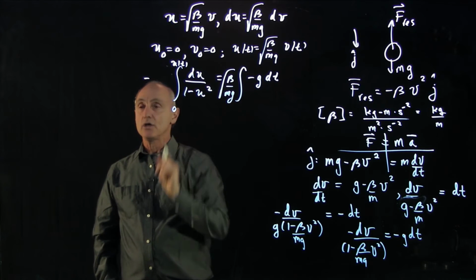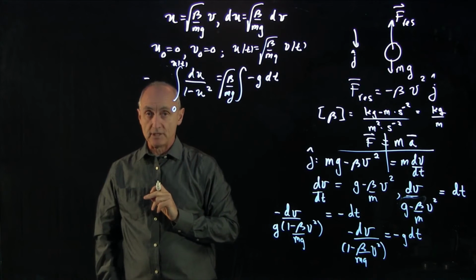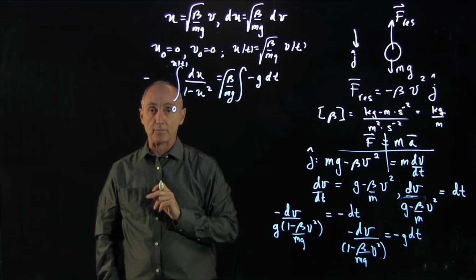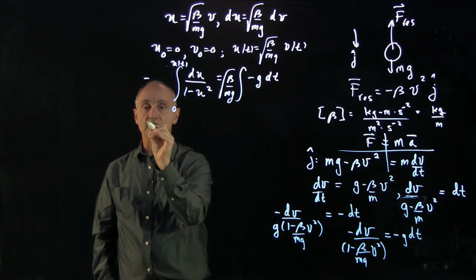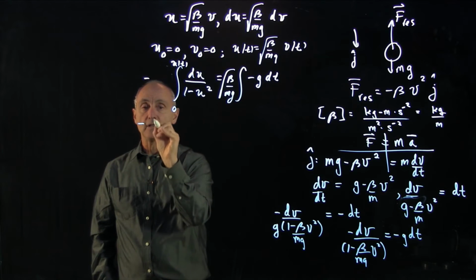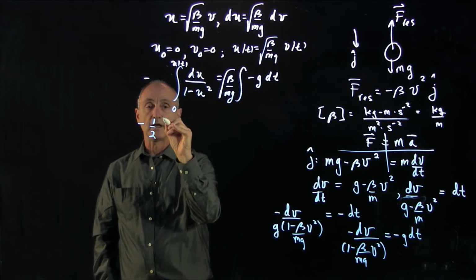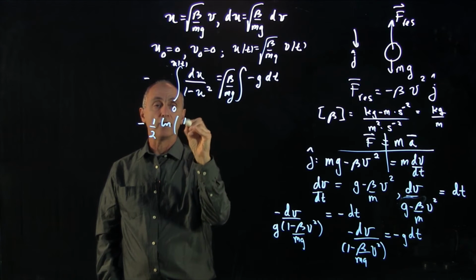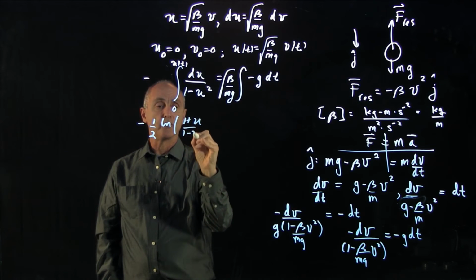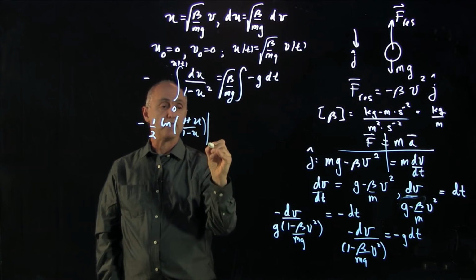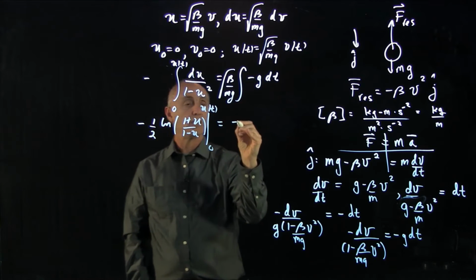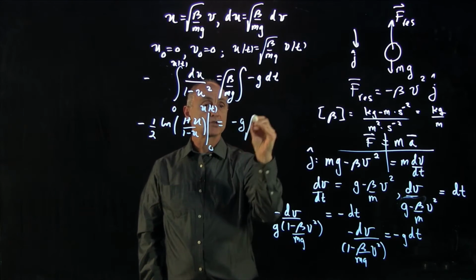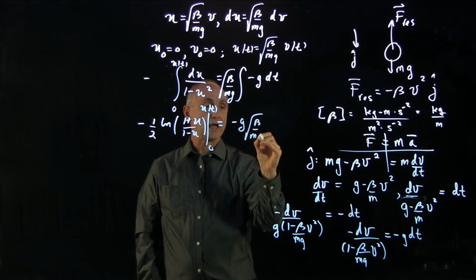And now, this integral can be done by the method of integration by parts. It's a nice problem in calculus. And you can verify for yourself that the result is 1/2 natural log of 1 plus u over 1 minus u, evaluated at our limits. And over here, I have minus g times the square root of beta over mg.